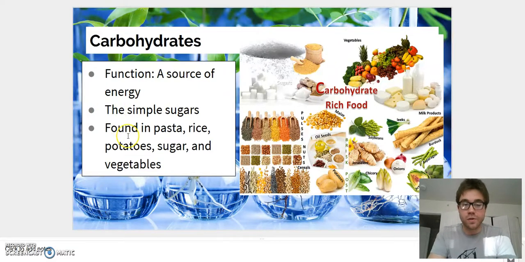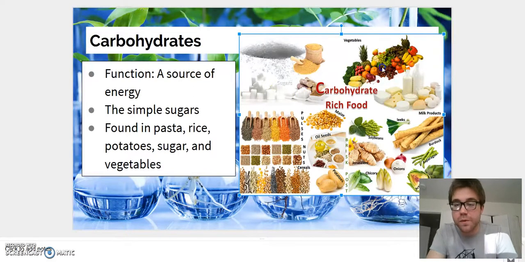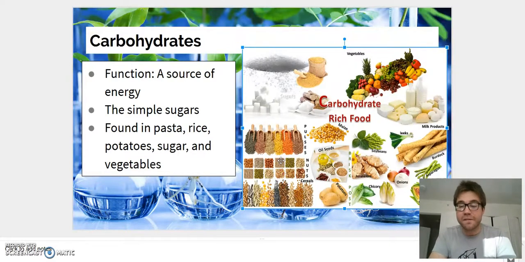You can find sugar or carbohydrates in lots of different foods. You can find them here in corn. You can find them in fruit and vegetables. You could find them in dairy products like milk and cheese and yogurt. You could find them in cereals and in nuts. You could even find sugar or carbohydrates in normal sugar.